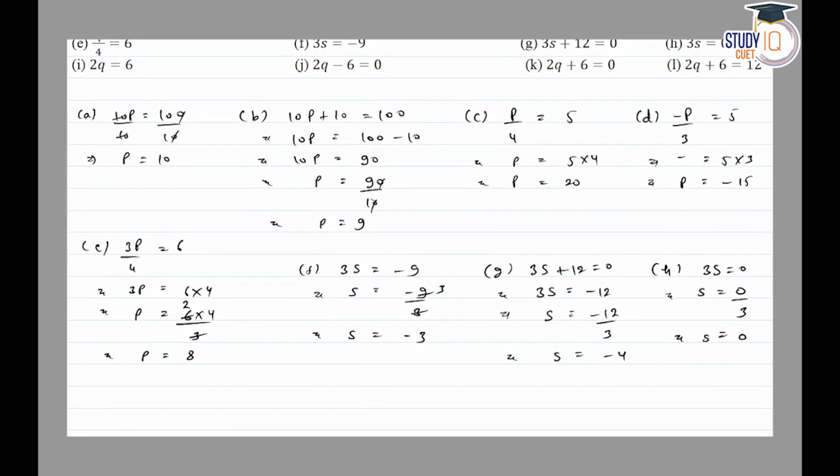Then part I, 2q equal to 6, part J is equal to 2q minus 6 is equal to 0. Part K is equal to 2q plus 6 is equal to 0. And part L, 2q plus 6 equal to 12.